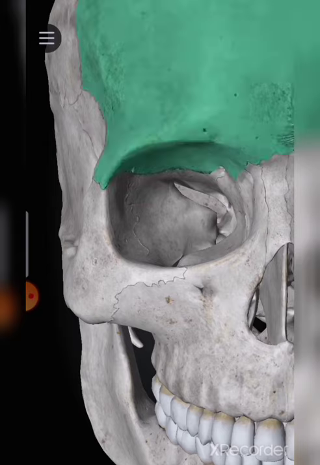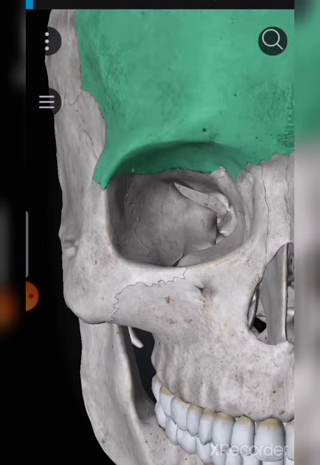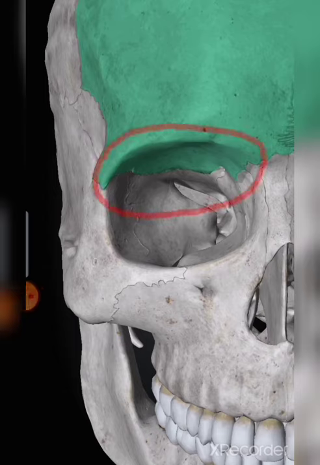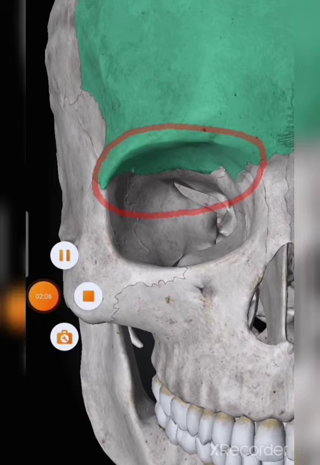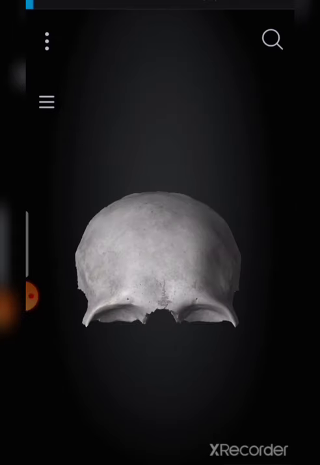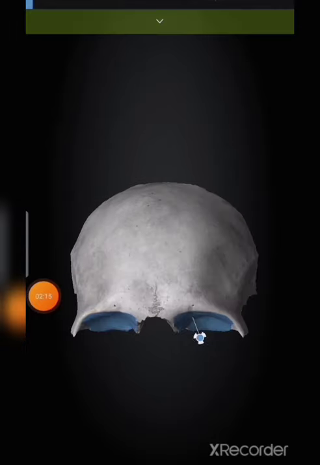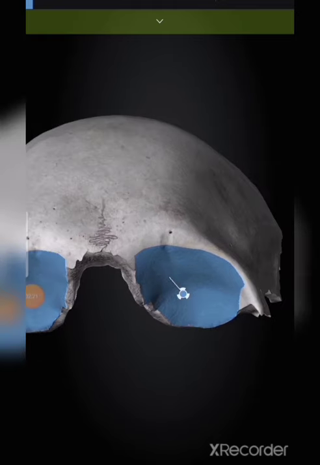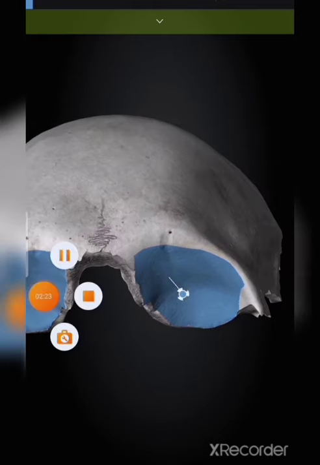Starting from the superior wall, this one here is the frontal bone. The part of the frontal bone that is contributing to the formation of the superior wall of the orbital cavity, this one here, is the orbital plate of the frontal bone. Now let's isolate the frontal bone so you can see the orbital plate of the frontal bone. This one here shown in blue is the orbital plate of the frontal bone.